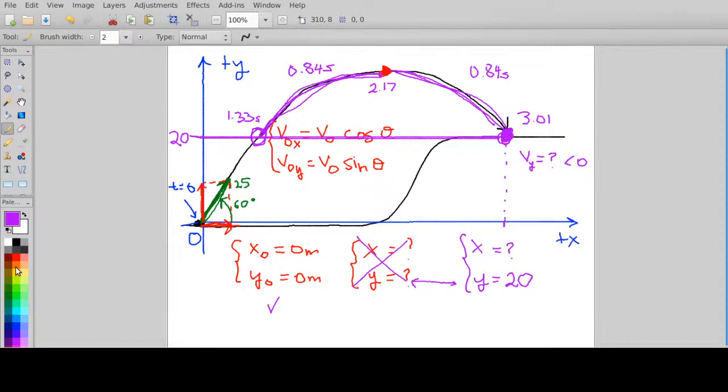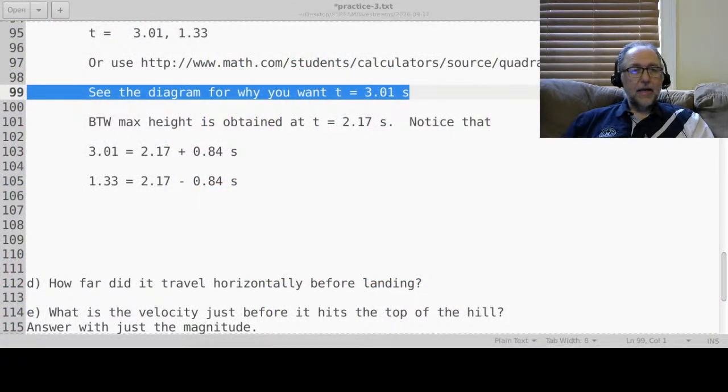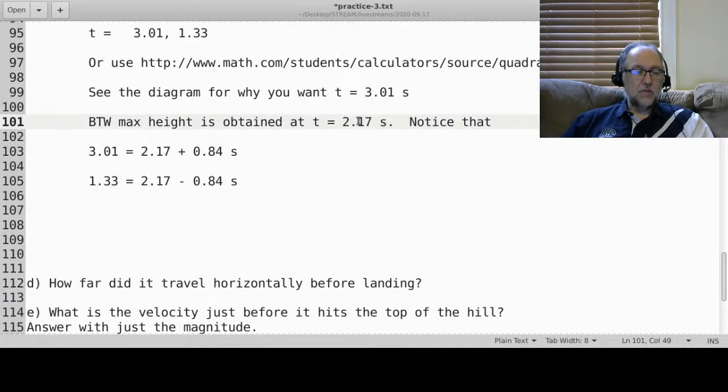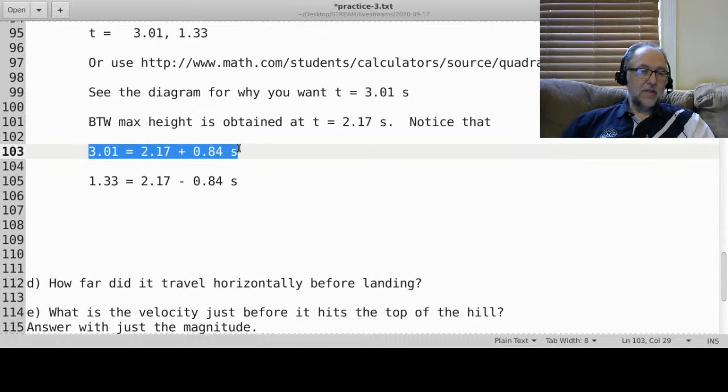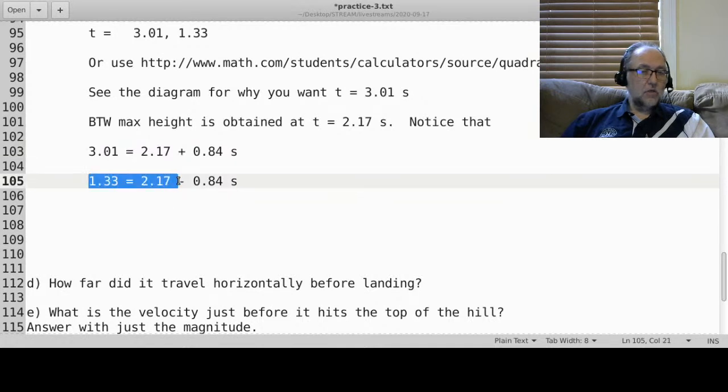Let me go back to this, and you can see what happened here. So, maximum height was 2.17. That's the middle of the parabola, the so-called vertex of the parabola. Well, if you take 3.01, you can write that as 2.17 plus 0.84, okay? And the 1.33, you can write that as 2.17 minus 0.84. Okay, just pointing out a symmetry of the parabola.